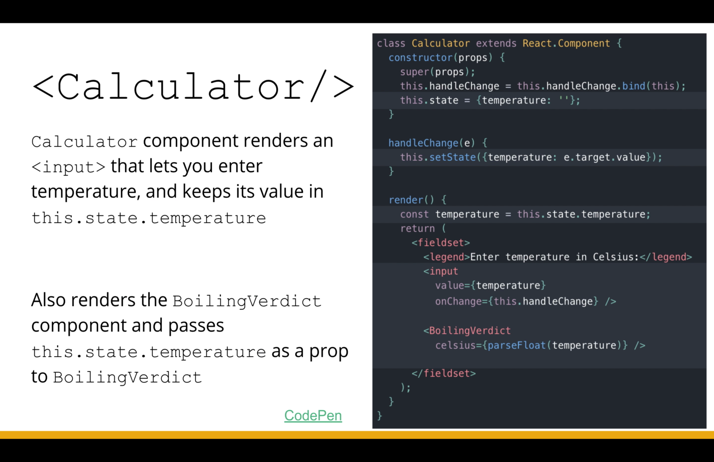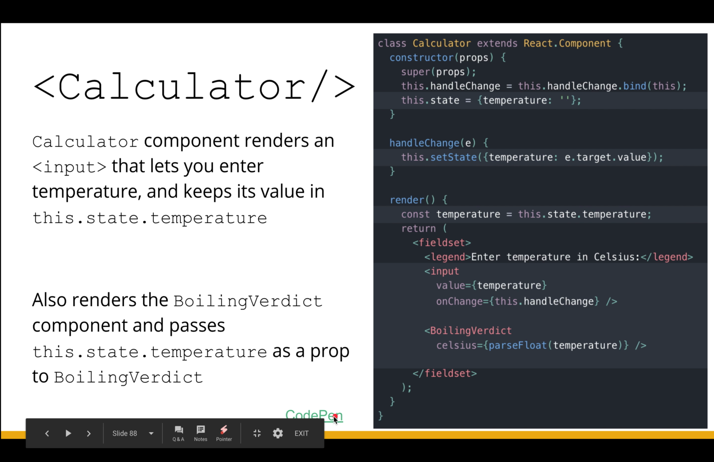So this is going to be our top level calculator component. This is the highest level component that we're going to be working with. Basically what the calculator component does is it renders an input, and the result of that input is going to be stored in this.state.temperature. The calculator also renders a boiling verdict component, the one we saw on the previous slide, and it passes this.state.temperature as a prop to boiling verdict, so that boiling verdict can then tell us whether or not the water would boil at that temperature.